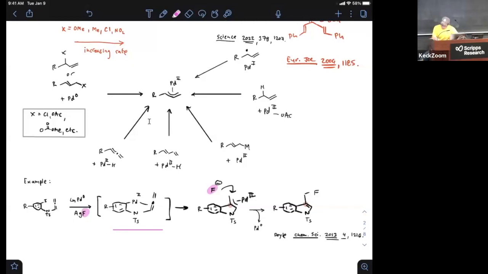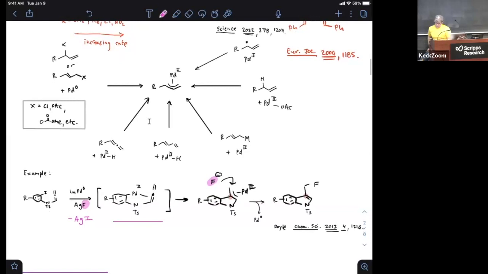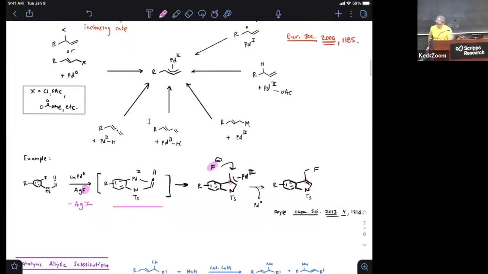The silver here plays a dual role. We've talked about silver effects. So if we don't scavenge the iodide, we might expect the iodide to come back in here, but we have a silver salt, so we can precipitate silver iodide. Now all we have around is fluoride that can engage the π-allyl species, regenerates the palladium(0) catalyst, and makes the fluorinated indole product.